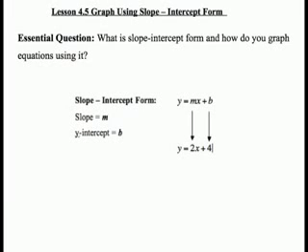Lesson 4.5, graph using slope-intercept form. What is slope-intercept form? How do you graph equations using it? Slope-intercept form is y equals mx plus b. The slope is your m and the y-intercept is your b. If you look at the equation y equals 2x plus 4, our slope would be 2 and the y-intercept 4.